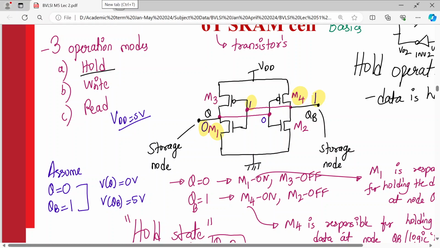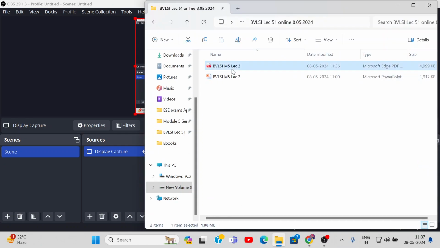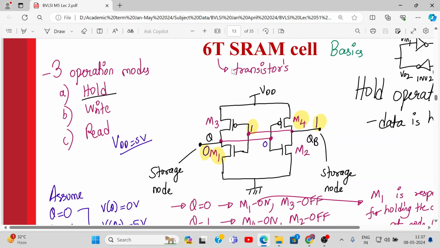Let me connect my writing pad. Okay, I need to close this. Something is wrong. I'll open it again. Don't worry. What happened over here? Yeah, now it's fine.